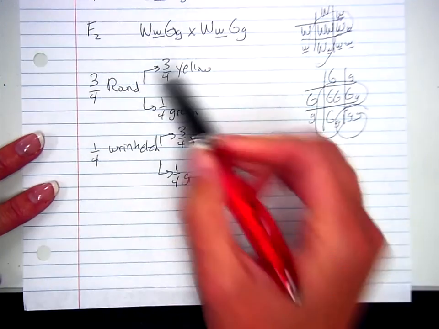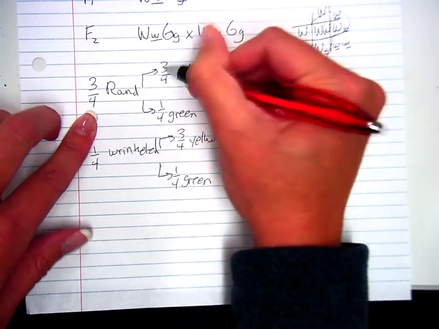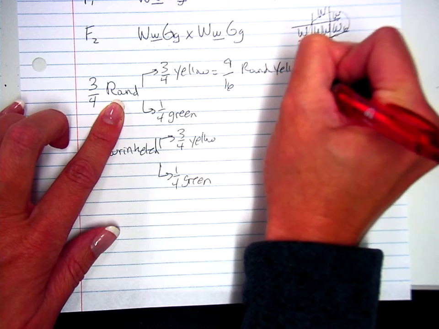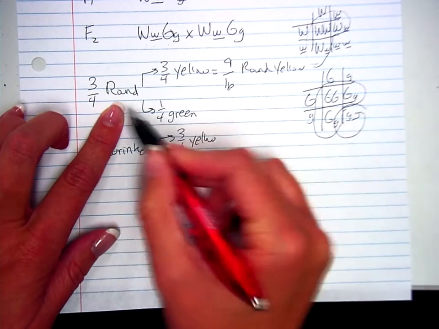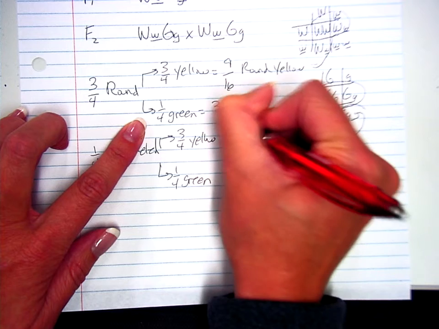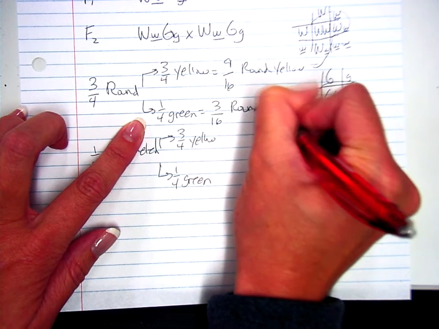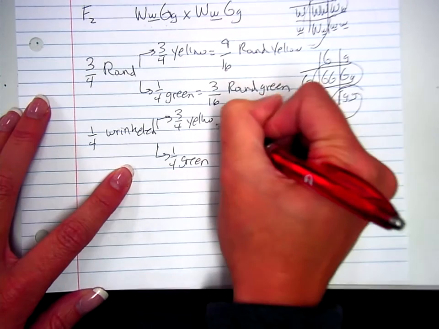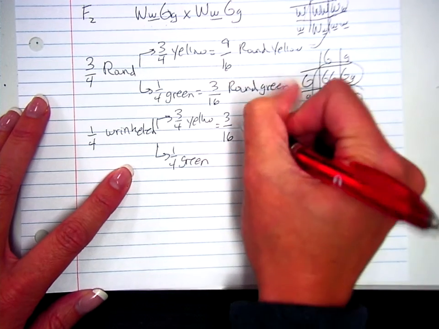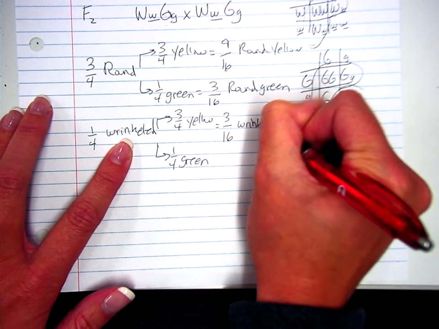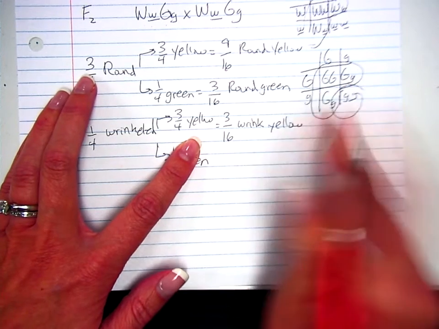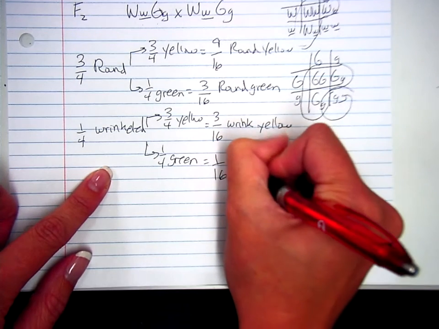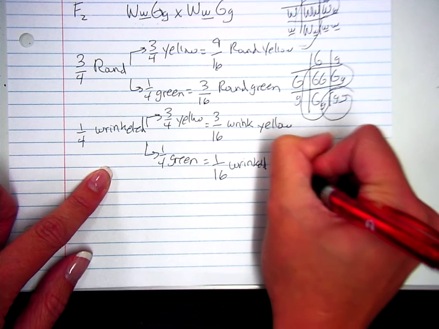Using our product law that we've learned, you can multiply across, and you end up getting 3 times 3 is 9/16 round yellow. And you multiply across here, 3/16 round green. 1/4 times 3/4, 3/16 wrinkled yellow. And multiplying across here, 1/4 times 1/4 equals 1/16 that are both recessive, wrinkled and green.